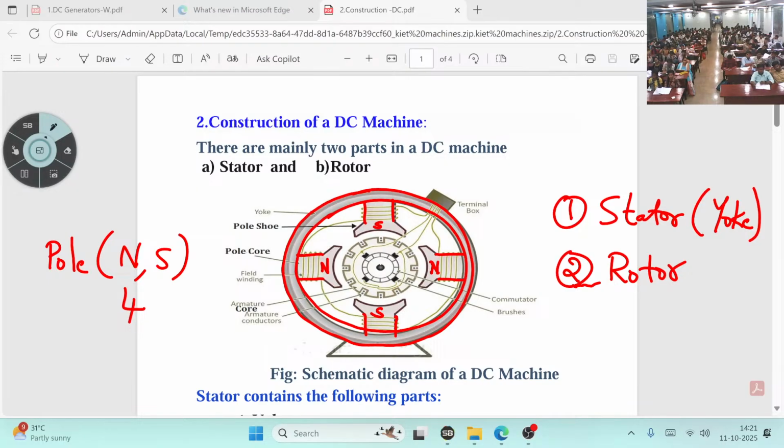Why do we require poles? First thing, we have to generate the EMF. We require field. So for the generation of flux, for the requirement of field, we require poles. Instead of using 2 poles, here we are having 4 poles: north pole, south pole, north pole, south pole.